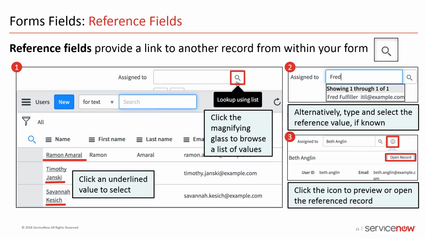This selected value actually refers to another form, which you can access by clicking the reference icon to the right of the value field, then selecting Open Record. If you don't use the magnifying glass to search for your reference value, and you already know what you're looking for, simply begin typing the value in the reference field and select from the resulting list.